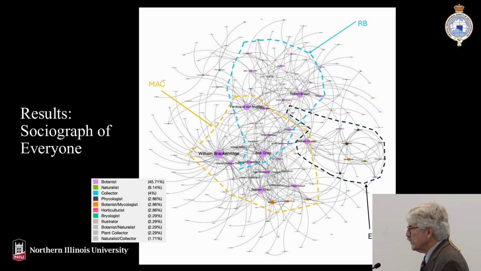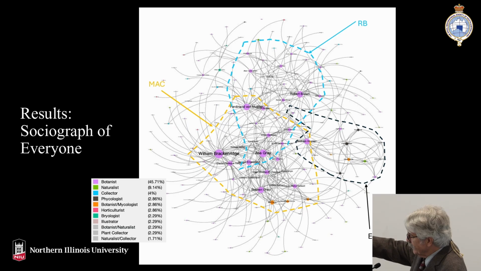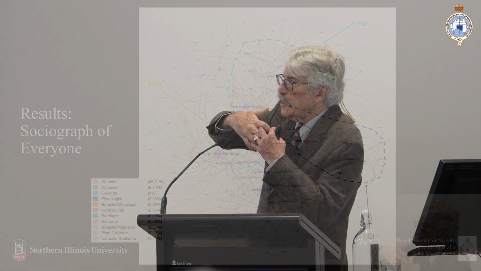Now, what we're doing here is everybody, with the Australians added in. So now it's a pretty big, messy network. What I did is identify them on this sociograph. I have Ellen Hutchins there in the black dash, and the orange is my original network, MAC, Moses Ashley Curtis. And then the light blue is more or less the Robert Brown network, which is a little bit older, but these all overlap in one way or another in terms of time and space too.